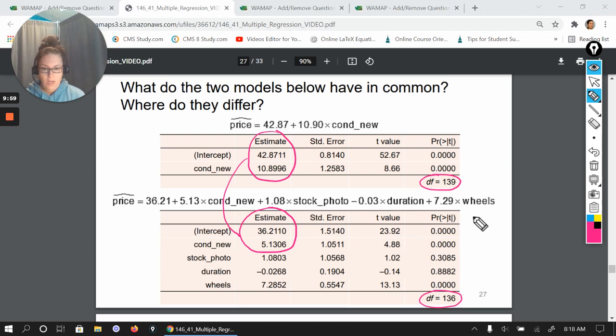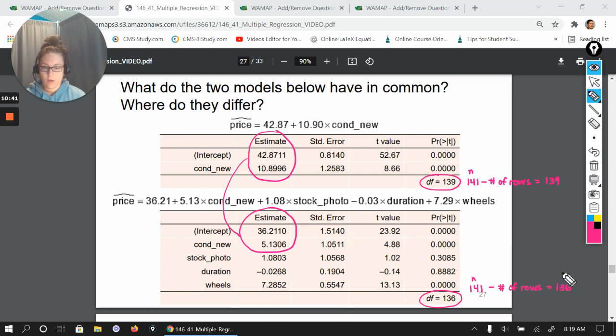So this would mean the n in this case is 141, and we subtract the number of rows. There's only one row that matters here, the new condition. Actually, sorry, there's two rows, the intercept row and the condition row. So 141 minus the number of rows equals 139. And then down here, we have 141. So 141 is the n value, that's the sample size, minus the number of rows, and that equals 136 for this one.